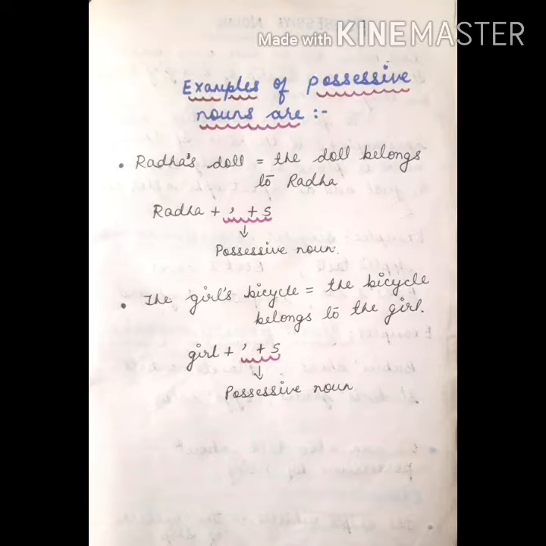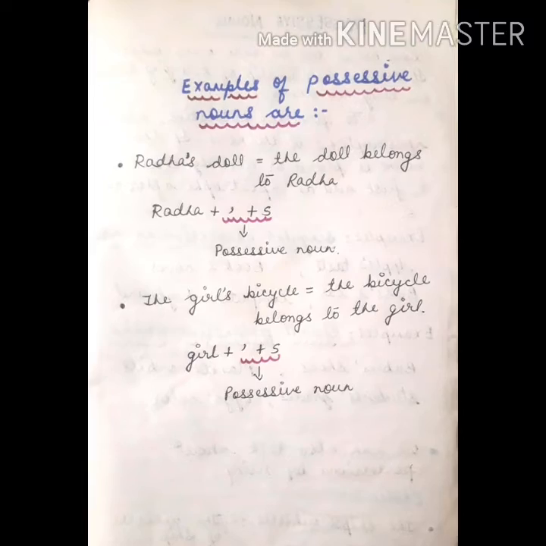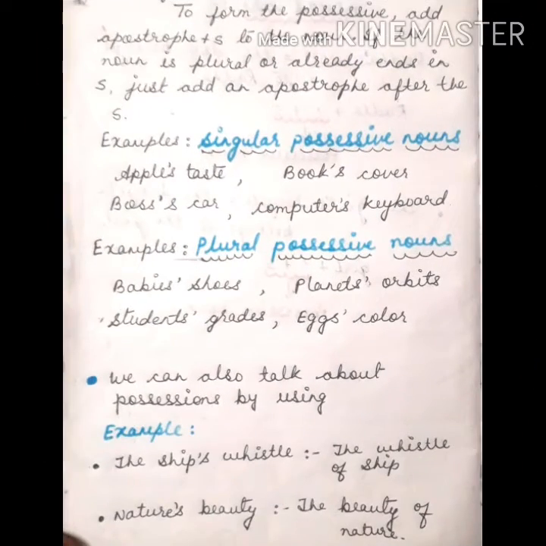The girl's bicycle. The bicycle belongs to the girl. Here you can see with girl we have added apostrophe and S. Apostrophe plus S. So this is the possessive noun. To make a word a possessive noun, we have to add an apostrophe plus S. So, to form the possessive, we add apostrophe plus S to the noun.